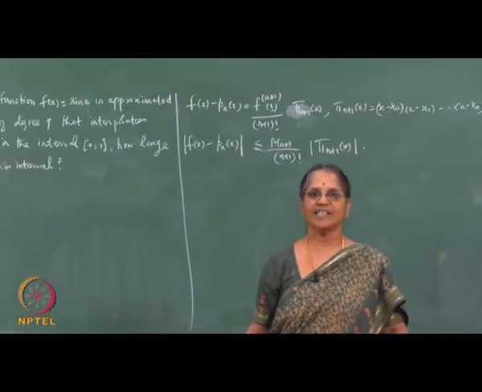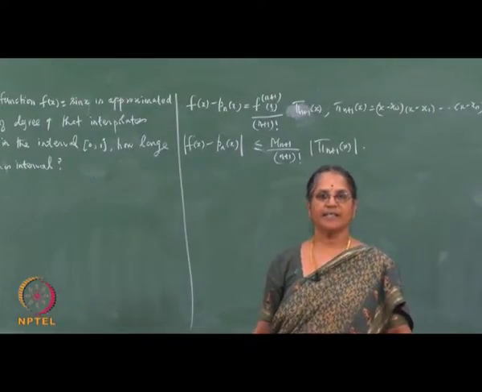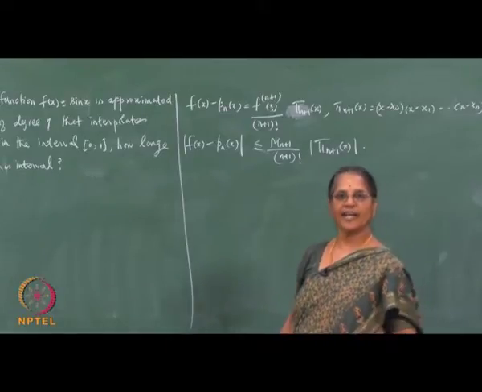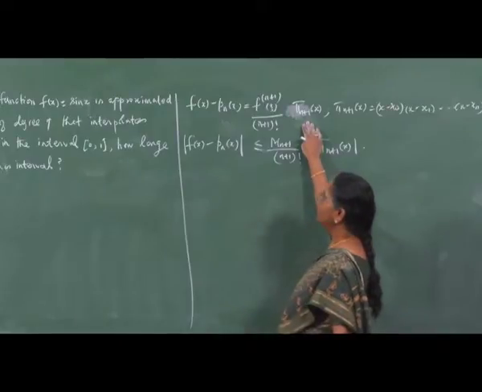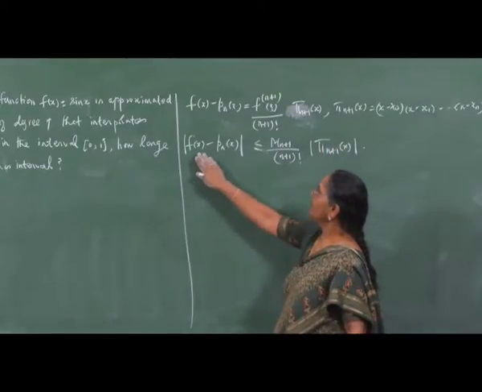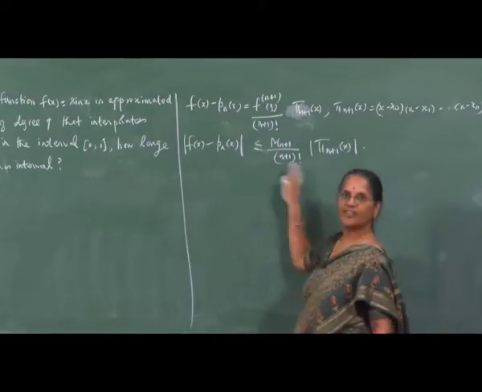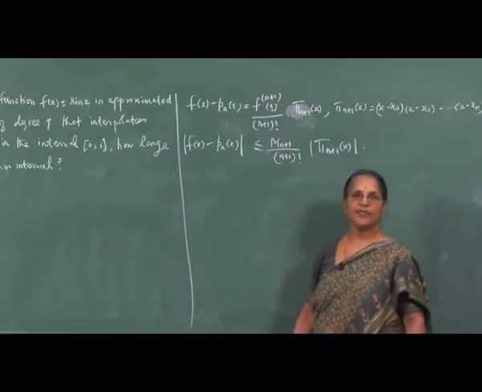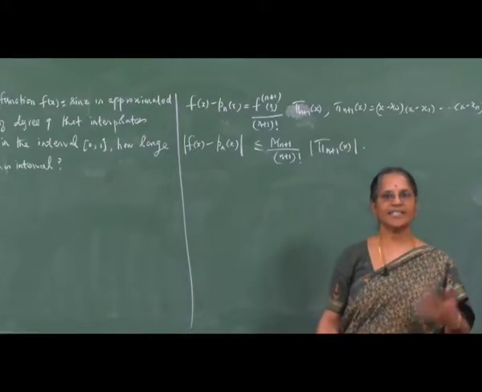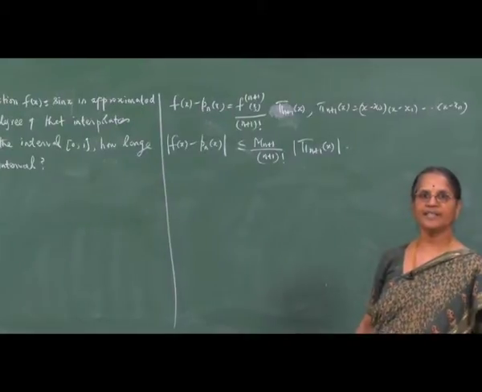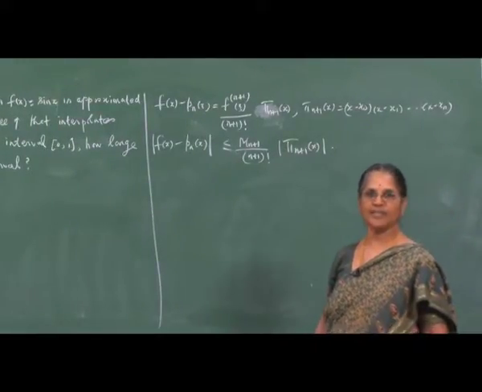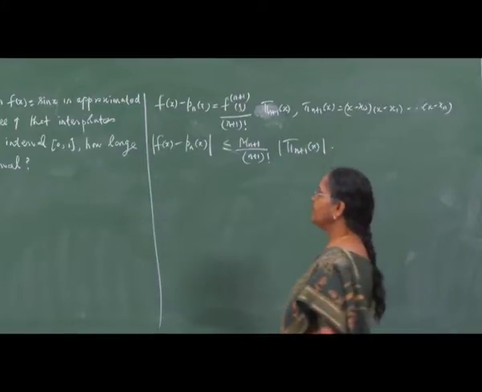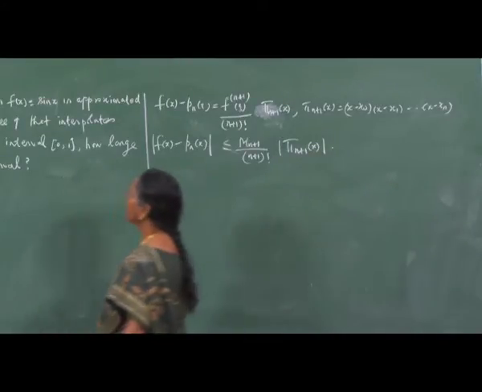In the last class, we obtained an expression for the error in interpolation and a bound on the error in interpolation. So, we shall consider some examples and see how we can obtain such an error bound in this case. So, let us solve this problem.